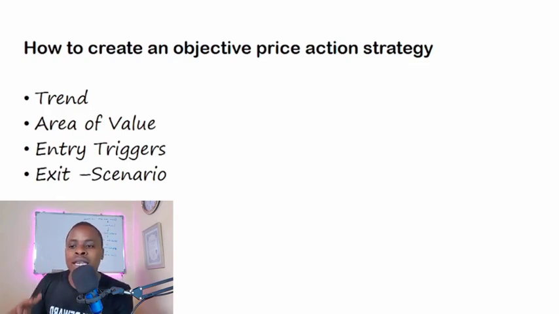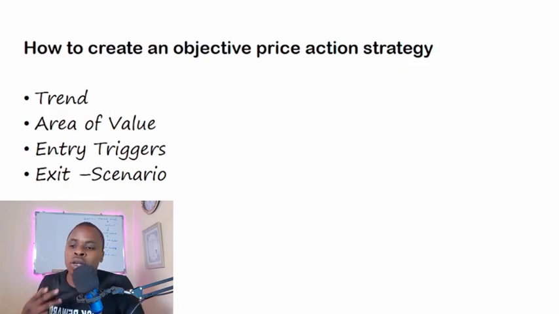Number two, you want to identify the area of value, or your support and resistance zone, whether it's a dynamic, horizontal, diagonal, or any other support and resistance, or maybe counter trend, which is what we are going to talk about in this strategy.